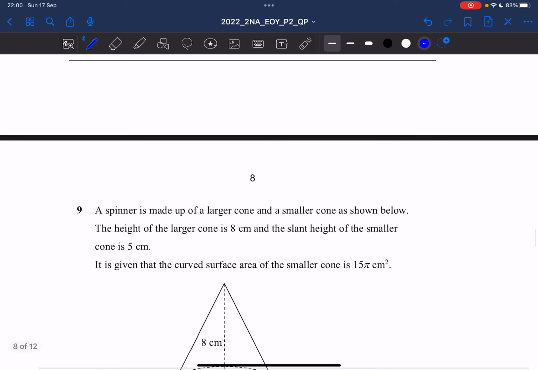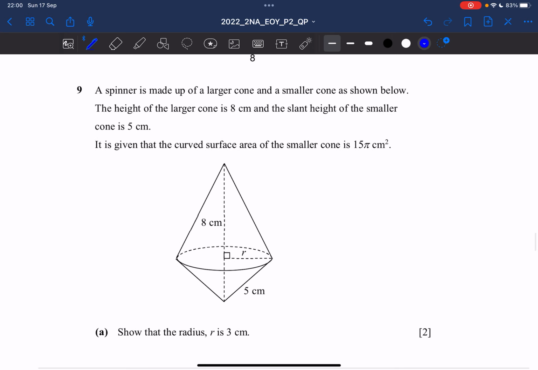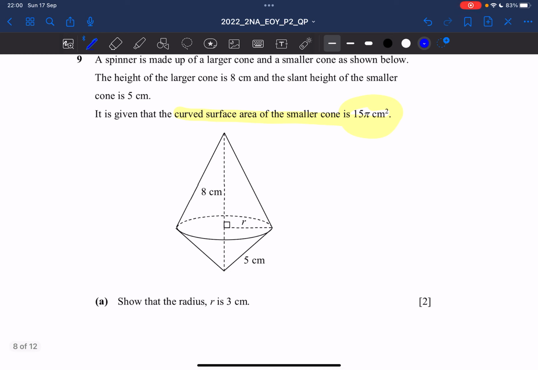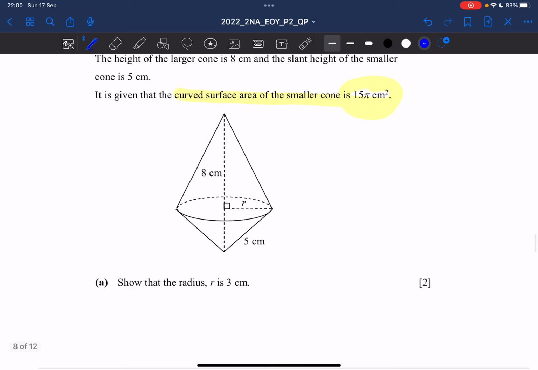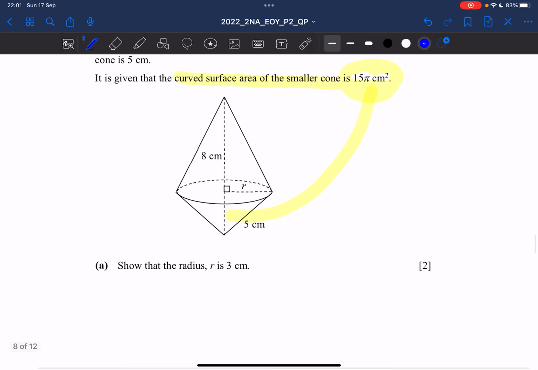Okay, now let's move on to the next question. Now question 9, a spinner is made up of a large cone and a smaller cone, so two cones. They give us this very important information. The curved surface area of the smaller cone is 15 pi centimeter square. Show that the radius is 3 centimeter. So this is the smaller cone. The curved surface is 15 pi centimeter square.